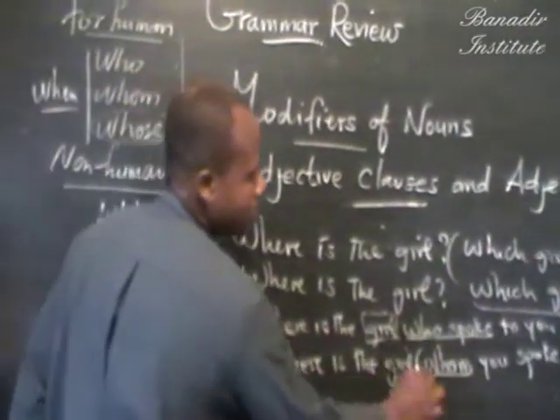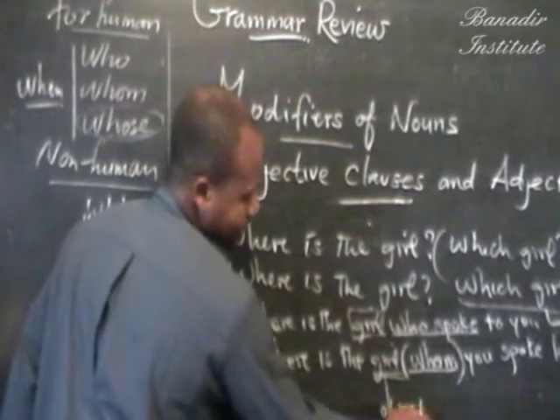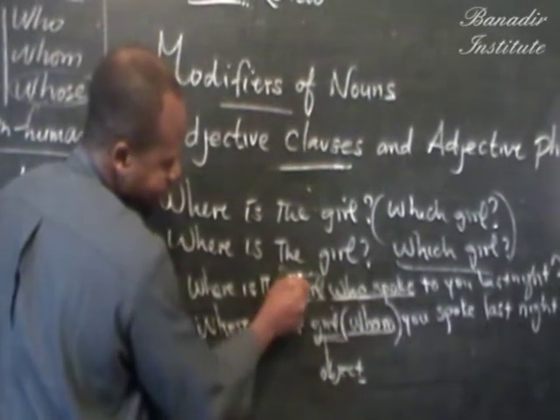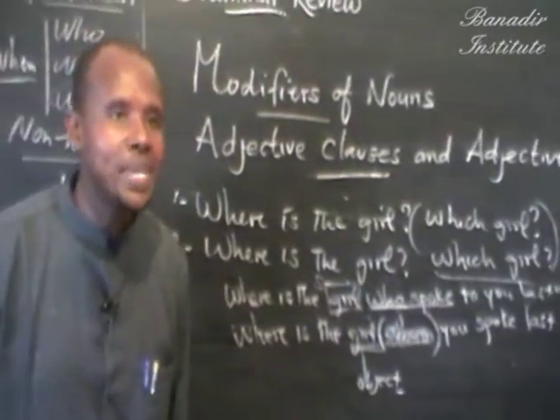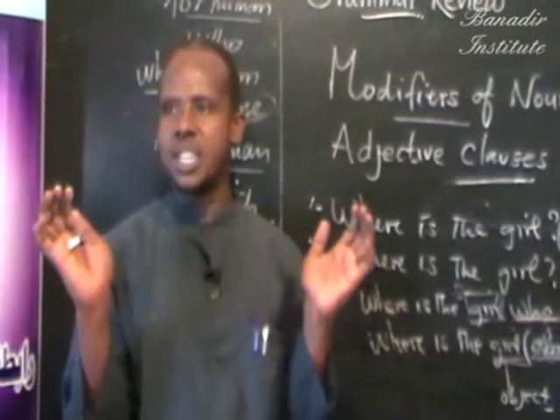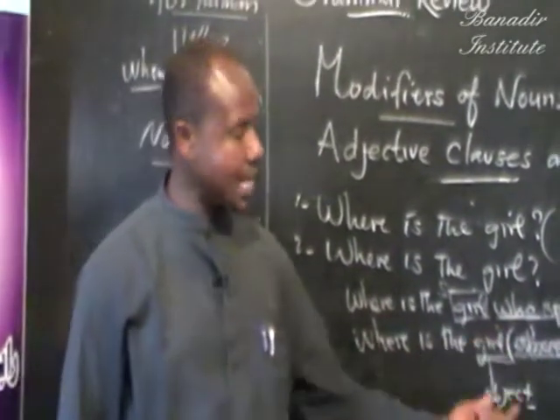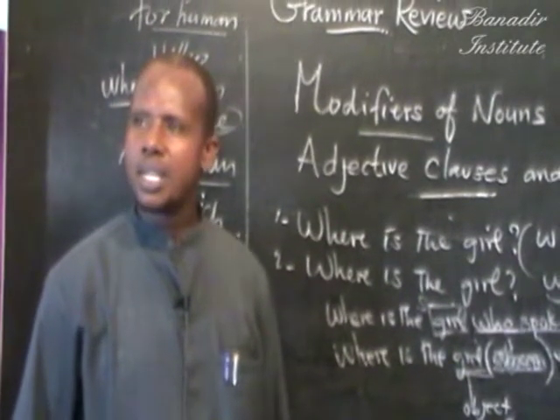No, this is a difference. When I'm using whom here, the antecedent is object. When I use who here, the antecedent is subject. So this can be omitted then. That's why parentheses are used. I can simply say, where is the girl you spoke to last night?